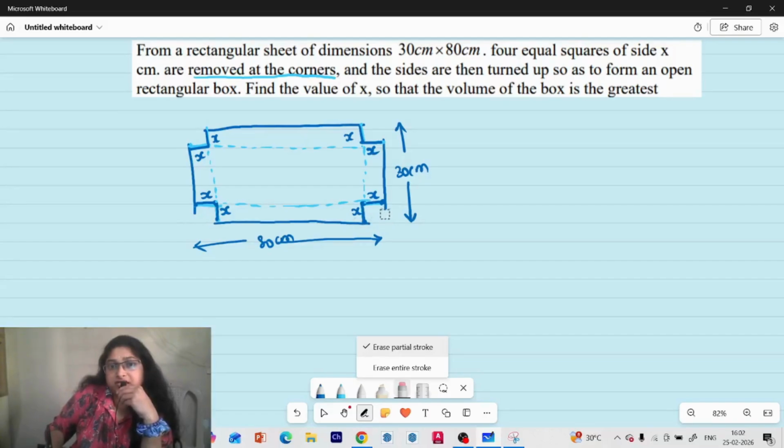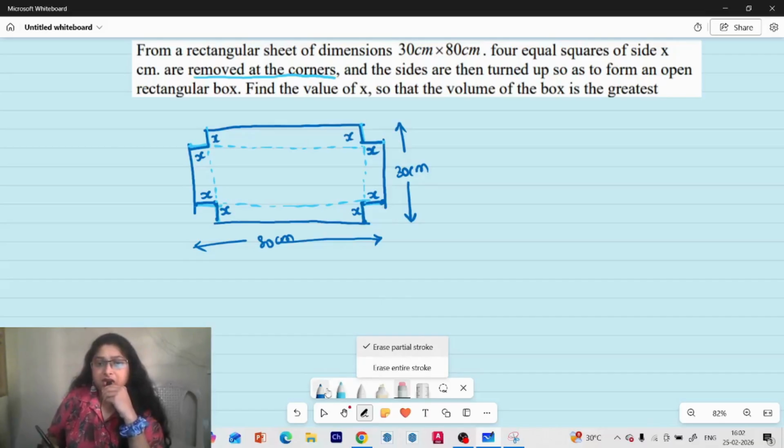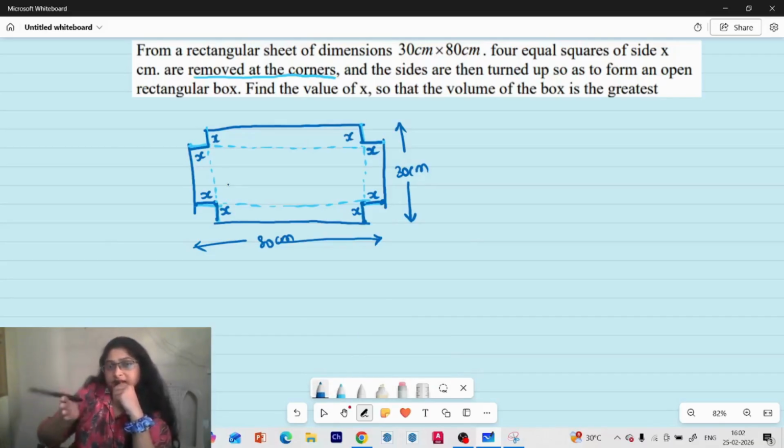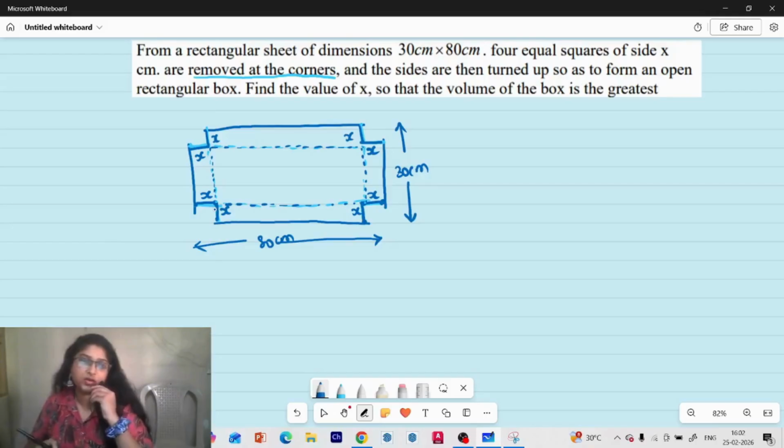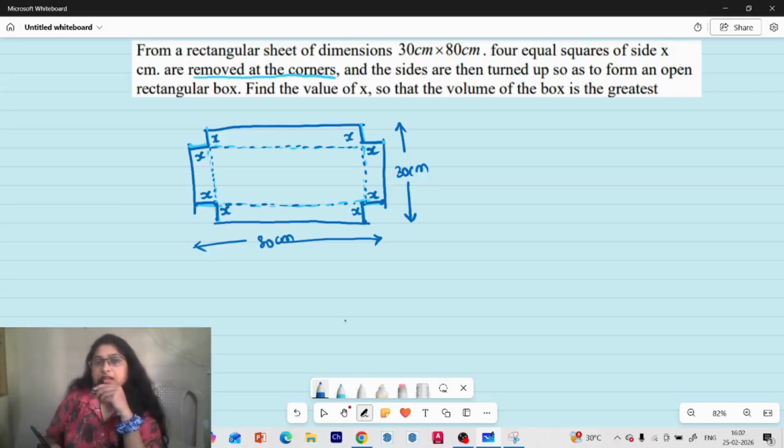Once I remove it, what's happening? Along the dotted lines, I'm folding it upwards. Along these dotted lines, I am literally folding up the flaps to form an open box. We saw in lower classes how to find areas, where open flaps are given and you find the net area, and how to make a box out of it. Anyway, by cutting squares we are making a rectangular box out of it. So you are folding the flaps upward.